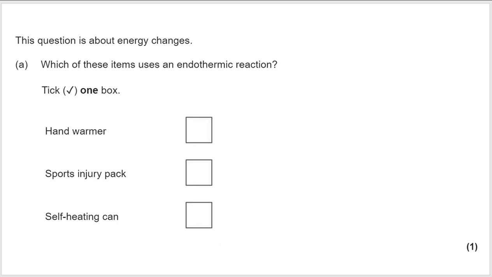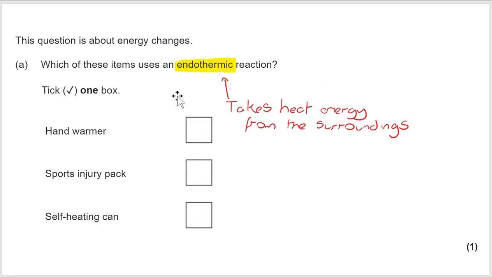The question is about energy changes. Which of these three would be used in an endothermic reaction? So the key word here is endothermic. We need to remember that that takes heat energy from the surroundings. So the surroundings will feel cooler.